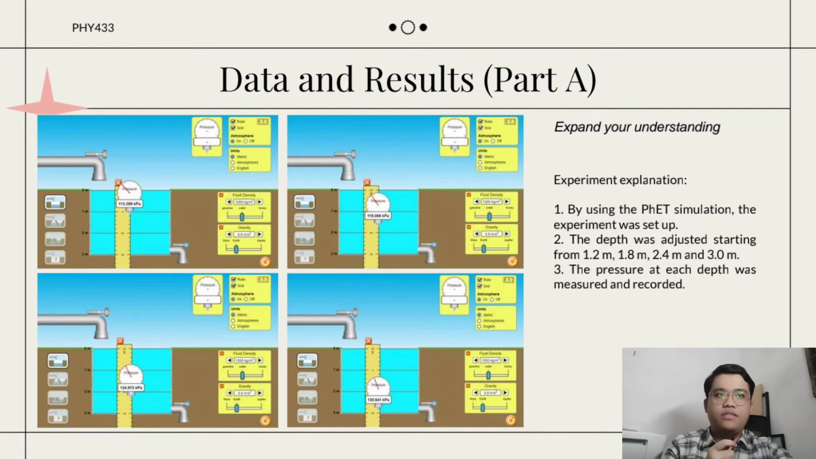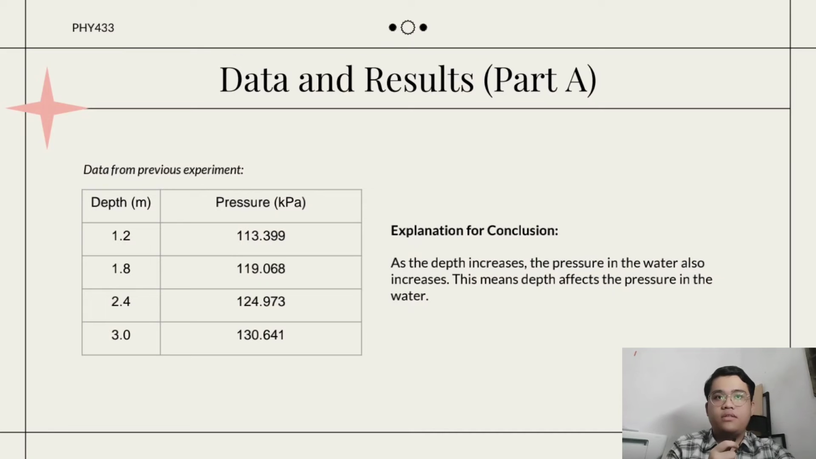For the data and result for expand our understanding, we did the experiment using the PhET simulation. The experiment was set up. The depth was adjusted starting from 1.2 until 3.0 meters. The pressure at each depth was measured and recorded. From that experiment, we have that as the depth increases, the pressure in the water also increases. This means that depth affects the pressure in the water.